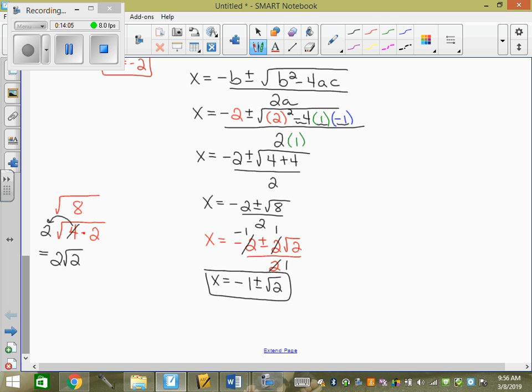So when I go to write my answer, it is x equals negative 1 plus or minus root 2. Those are 2 answers, correct? Negative 1 plus root 2, negative 1 minus root 2. So there's 2 x-intercepts there.